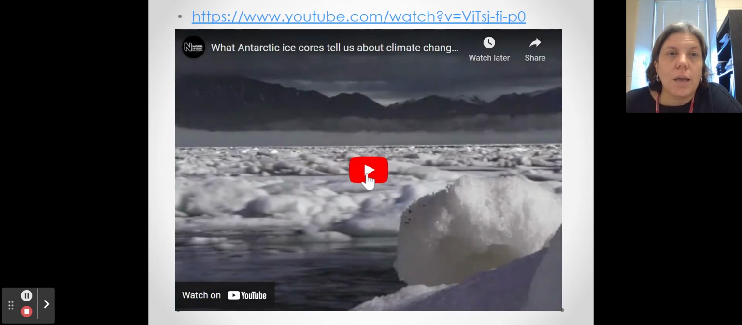Now we're going to take a look at ice cores. What do ice cores tell us about climate change? This is where you can take a large piece of ice out that is very, very thick and that has been there a long time, and we can see what kind of gases are in the ice. It tells us about the atmosphere.